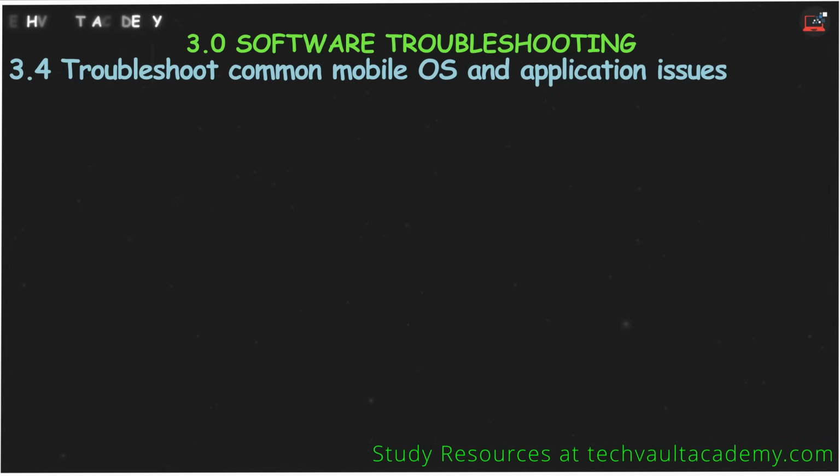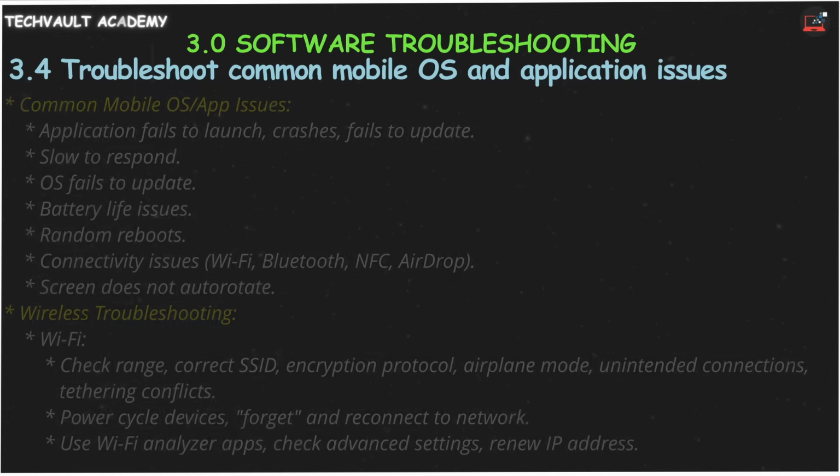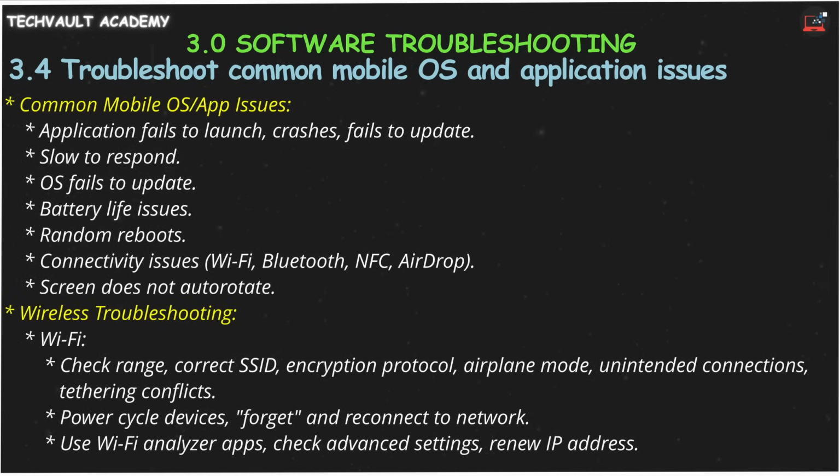Objective 3.4, given a scenario, troubleshoot common mobile OS and application issues. Common mobile OS and app issues: the application fails to launch, crashes, fails to update, slow to respond, OS fails to update, battery life issues, random reboots, connectivity issues, Wi-Fi, Bluetooth, NFC, AirDrop. The screen does not auto-rotate.